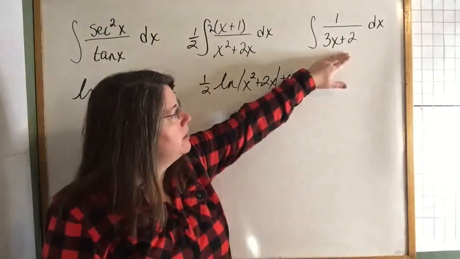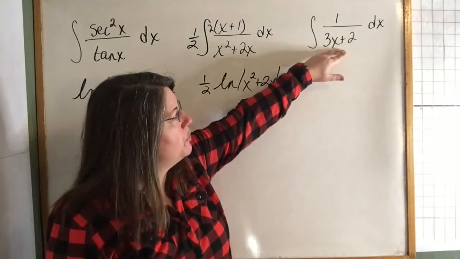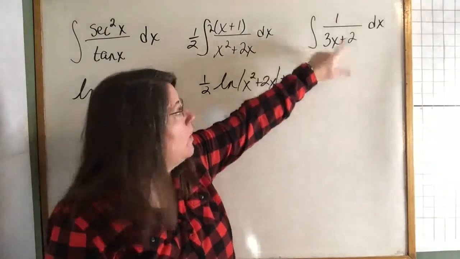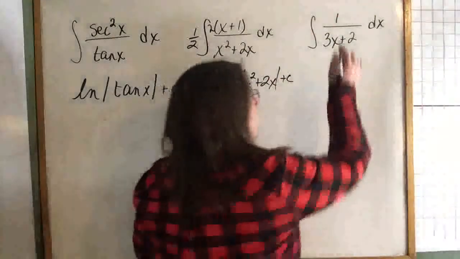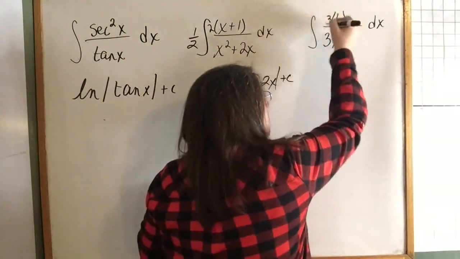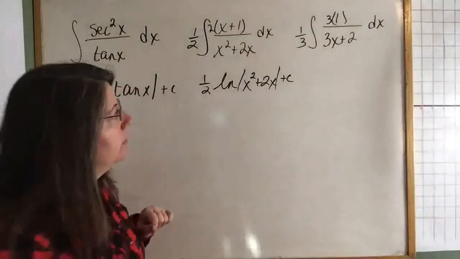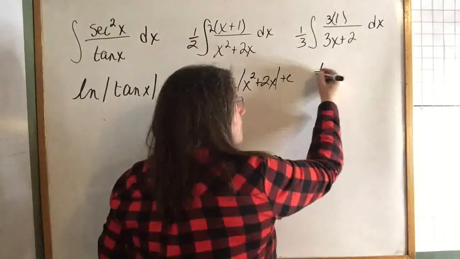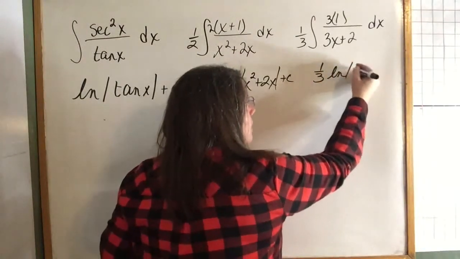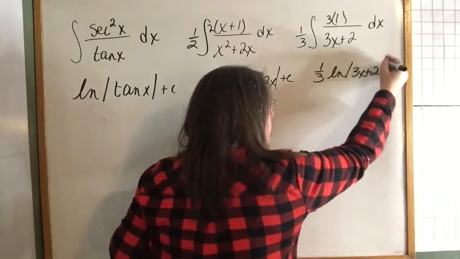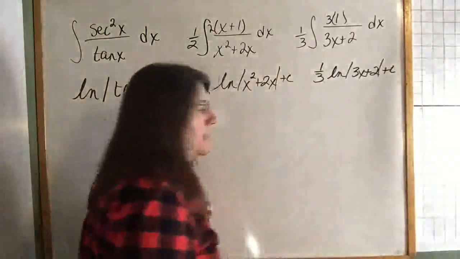For the next one, the derivative of 3x plus 2 is 3. So I need a 3 on the top. Right now it's a 1, so I'm going to multiply the top by 3, which means I'll offset it on the outside by 1/3. And that is a natural log situation, so I've got 1/3, the natural log of the absolute value of 3x plus 2 plus c.